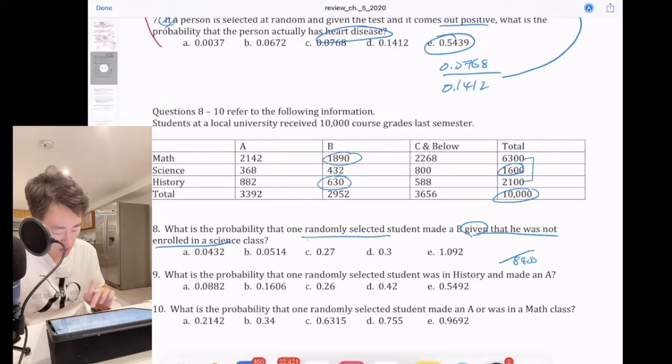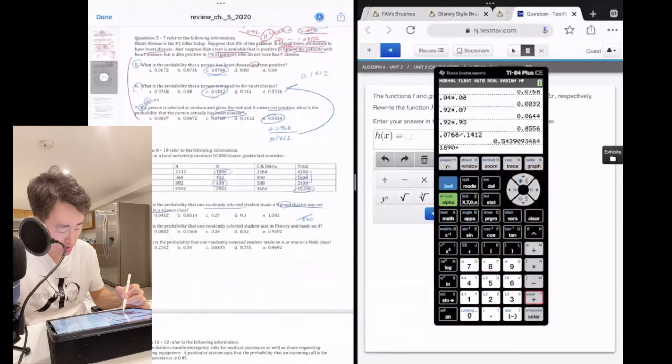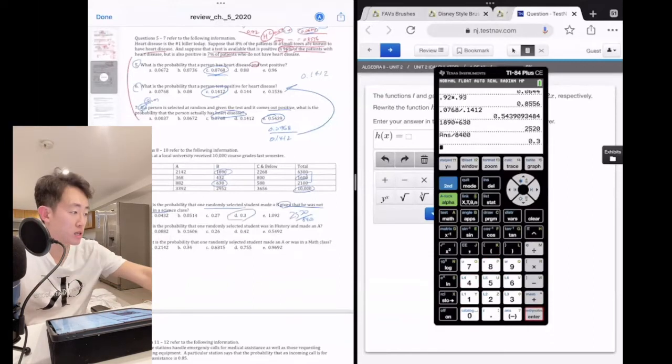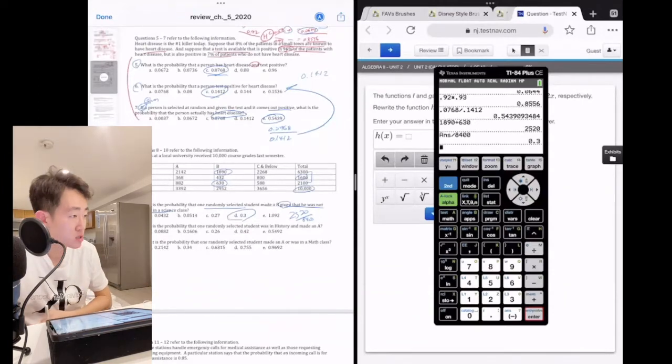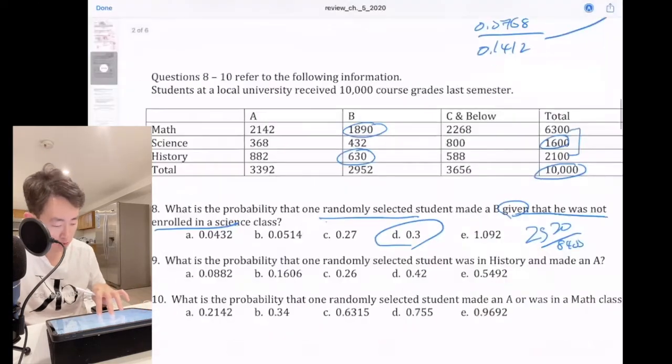So you can do the same thing using the calculator here. 1890 plus 630. So that's 2,520 out of 8,400, which should give you exactly 30%, I think, in total here. And to check the answer for number 8, yep, I got D, and the answer key is also D.